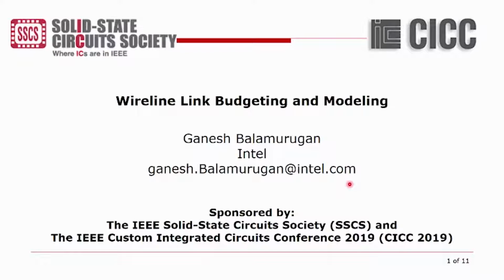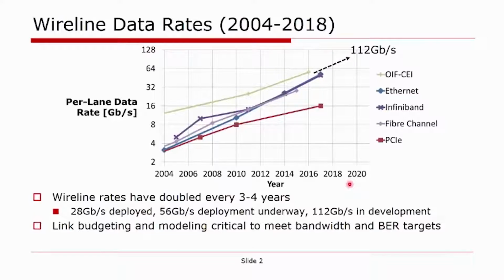My name is Ganesh Balamurugan, and I'll be talking about link budgeting and modeling as they relate to high-speed wireline links. If you look at the wireline scaling trends over the last couple of decades, the per lane data rates have been increasing at a steady clip, roughly doubling every 3 to 4 years or so.